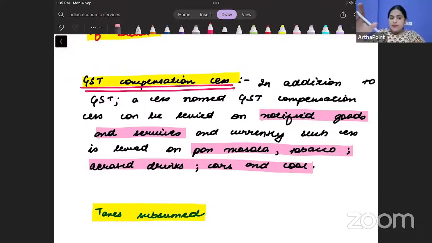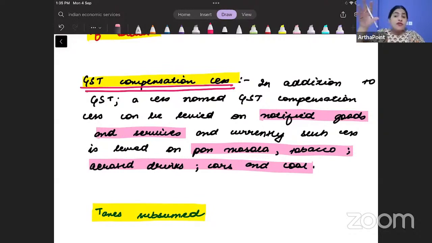On which goods have we charged this cess? We have charged it on things like aerated drinks, cars, coal, pan masala, and tobacco, right? The aim is to levy this tax only on goods which are either luxury or which we think are not good for the economy. For example, pan masala and tobacco, we can charge cess on them, right?